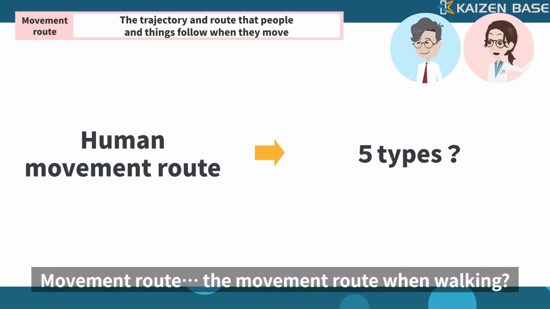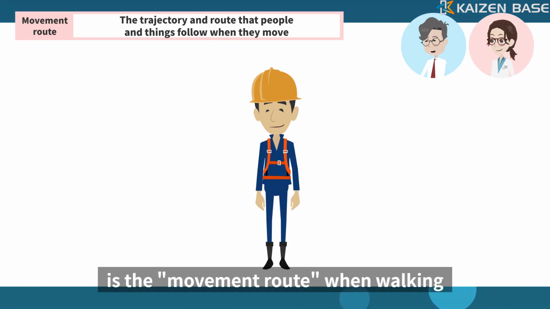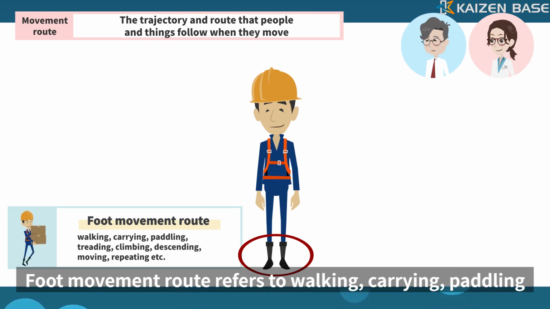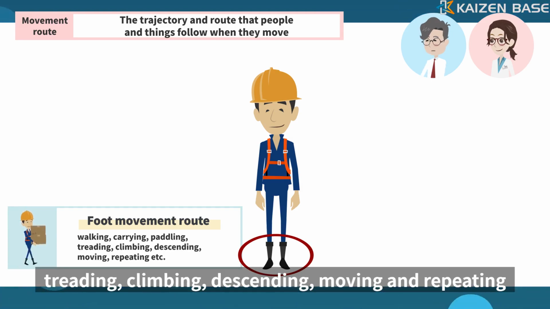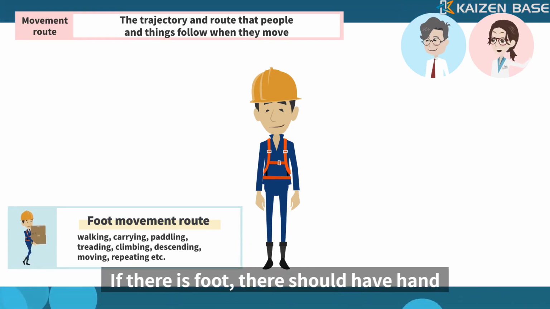The movement route when walking? Yes, the first thing that comes to mind is the movement route when walking. Foot movement route refers to walking, carrying, paddling, treading, climbing, descending, moving and repeating. Can you think of anything else? If there is foot, there should be hand.